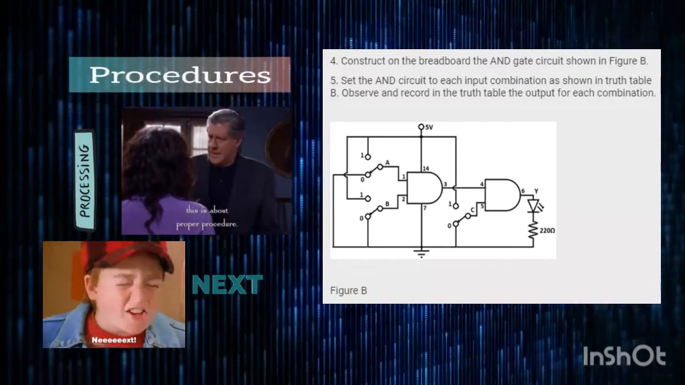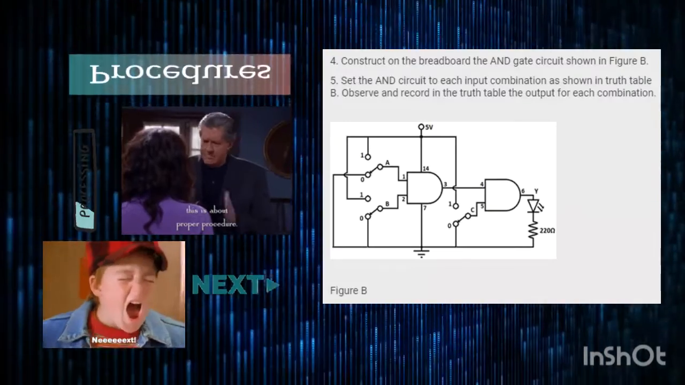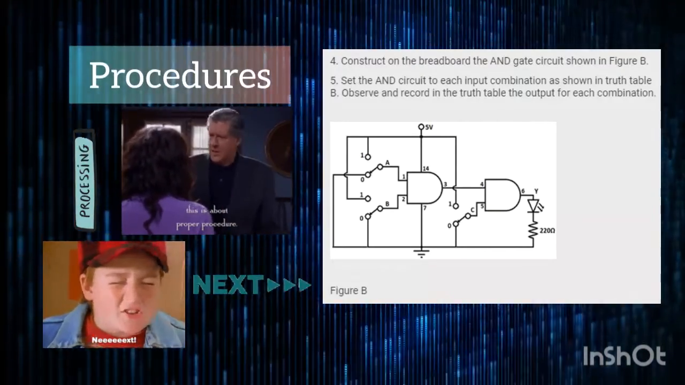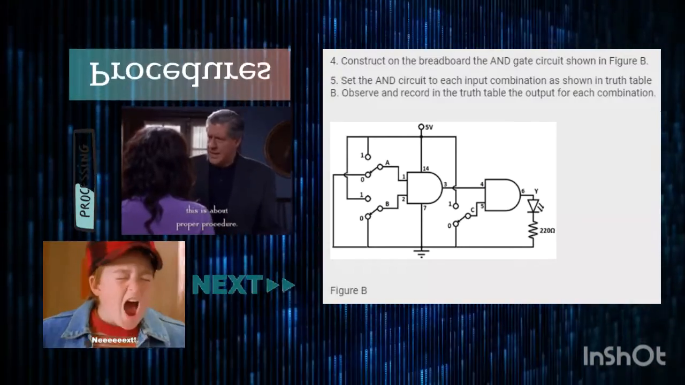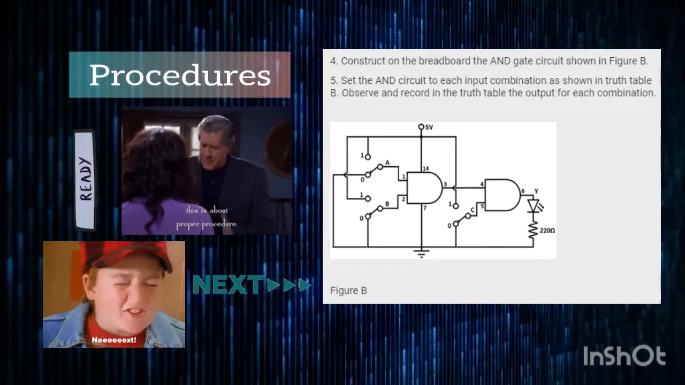Now let us proceed to our next procedure. Construct on the breadboard the AND gate circuit shown in figure B. Then, set the AND circuit to each input combination as shown in the truth table. Observe and record in the truth table the output for each combination.